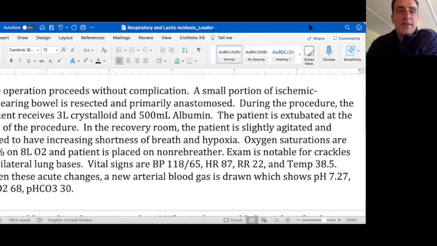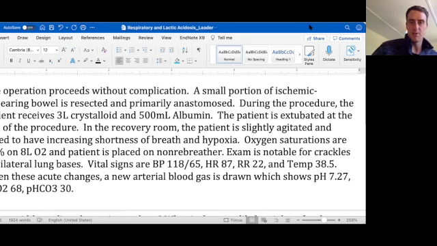So the operation proceeds without complication. A small portion of ischemic appearing bowel is resected and anastomosed. During the procedure, the patient receives the fluid mentioned there. The patient's extubated at the end of the procedure. In the recovery room, the patient is slightly agitated. He's having shortness of breath and hypoxia. Oxygen saturations are 88% on 8 liters oxygen, and the patient is placed on a non-rebreather.